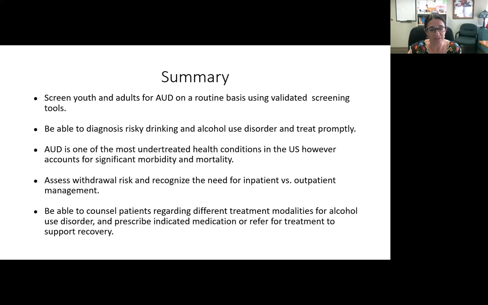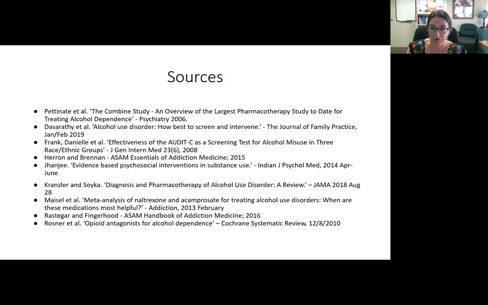So in summary, we want to screen our youth and adults for AUD on a routine basis using those validated screening tools, be able to diagnose risky drinking and intervene hopefully before we see development of AUD, but also be able to diagnose AUD and treat this promptly. Remembering that it's one of the most undertreated health conditions in the US, however, it continues to account for significant morbidity and mortality. We want to assess withdrawal risk and recognize the need for inpatient versus outpatient management, and then feel comfortable counseling patients regarding the different treatment modalities for alcohol use disorder, and prescribe indicated medication or refer for other supportive treatment.